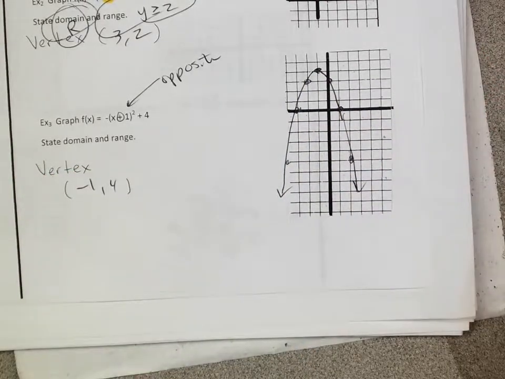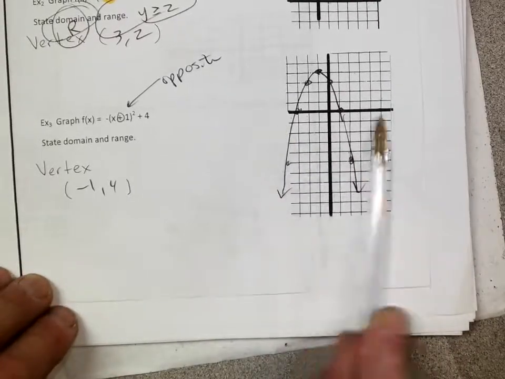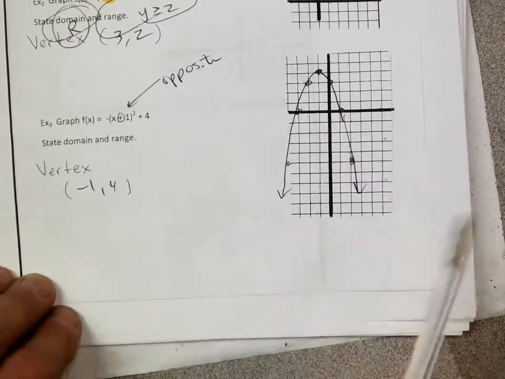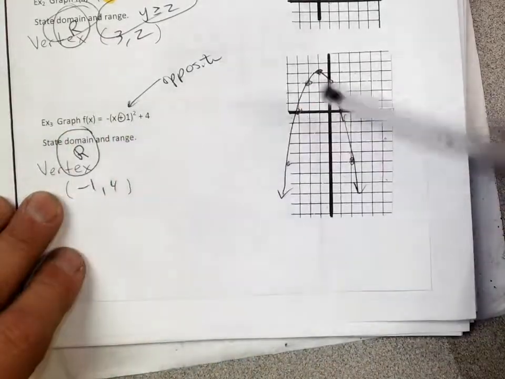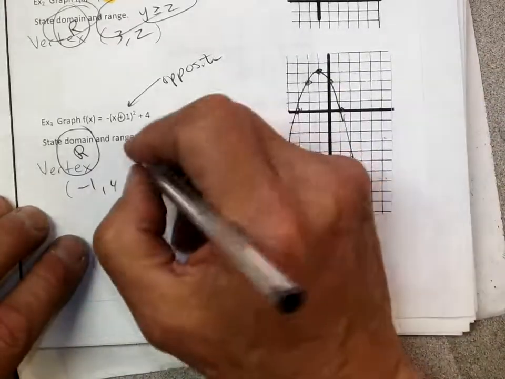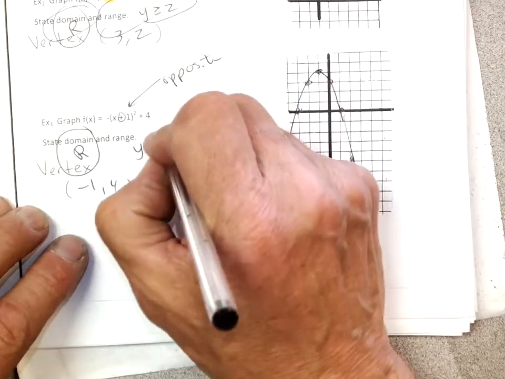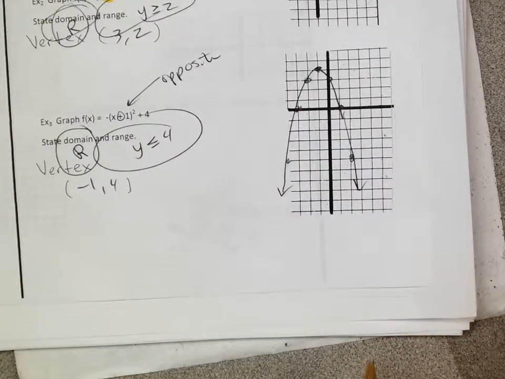Okay, does that look good? Okay, domain. How wide is this graph? All real numbers, right? It's forever wide. Okay, all real numbers. Will is correct. What about the range of this graph? There you go. Y is less than or equal to 4. Nice job, Will. Totally right. Okay, so far so good. Thumbs up. Makes sense. Turn the page.